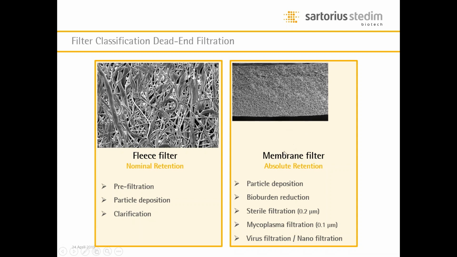On the other side, you have the membrane filters. When we talk about sterilizing grade filtration, it's always a membrane filter. Why this? The main advantage is simply that you have absolute retention compared to the nominal retention of the fleece filter. These membrane filters can also be used for bioburden reduction. When you have a certain bioburden that you want to reduce, but not necessarily down to sterilizing grade, you can use something with a pore size greater than 0.2 microns. But they are also used for sterile filtration, so 0.2 micron, for mycoplasma filtration, 0.1, and also for virus filtration and nanofiltration.